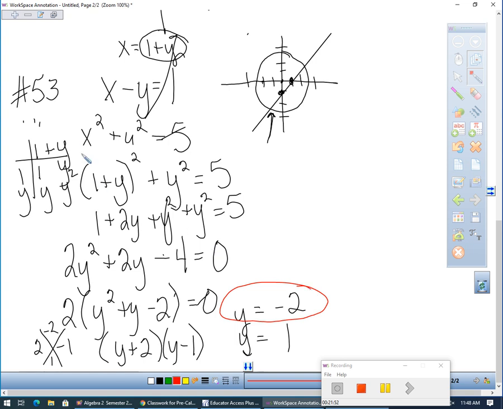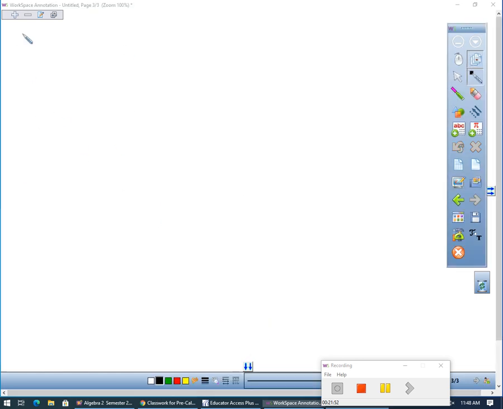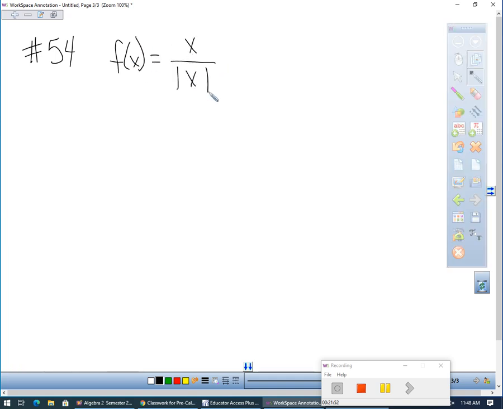Sorry about the mistake in the beginning. I apologize for that. So let's talk about 54. On number 54, we have f of x equals x over the absolute value of x.